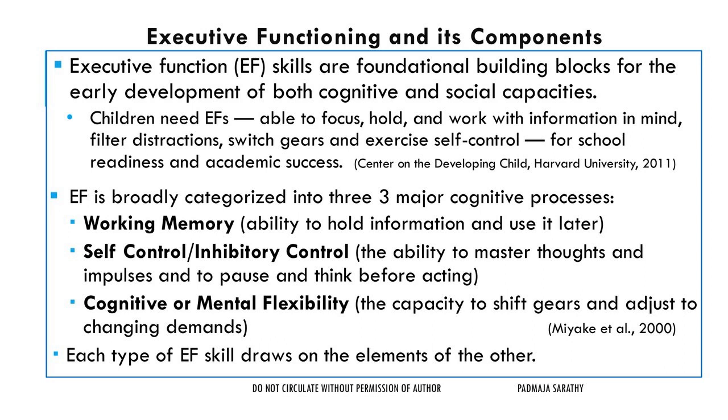And as I said, EF is categorized into three major cognitive processes. Working memory, that means we connect with information that we have already learned and bring it to use when we need it. So it's kind of memory, but it's also connected with past knowledge. It's also the ability to attend. It's the ability to sustain that attention. It's that ability to bring that information when we need it.